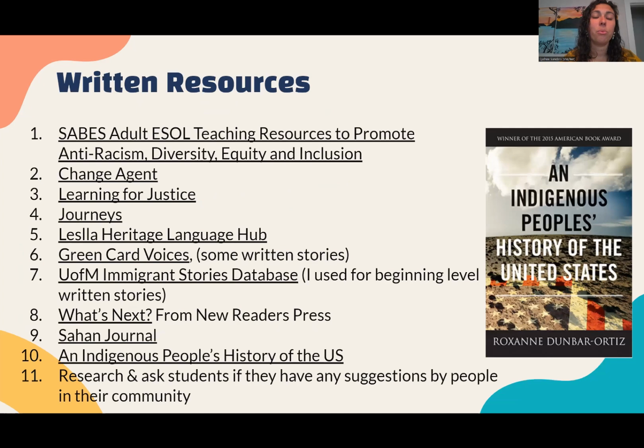And finally, here's some written text sources. Remember, these are just a few to help you start the process of looking. Like with the other buckets, I tried to mix American-born and immigrant-centered stories and resources. Sabes has written resources in their database too, so check that out. The Change Agent and Learning for Justice are great resources for a wide variety of topics, including LGBTQ, different race, many topics, so check those out. Journeys has stories written by students across adult ed. Lesla Heritage Language Hub has a database of texts written in hundreds of languages that you can use for different class resources.